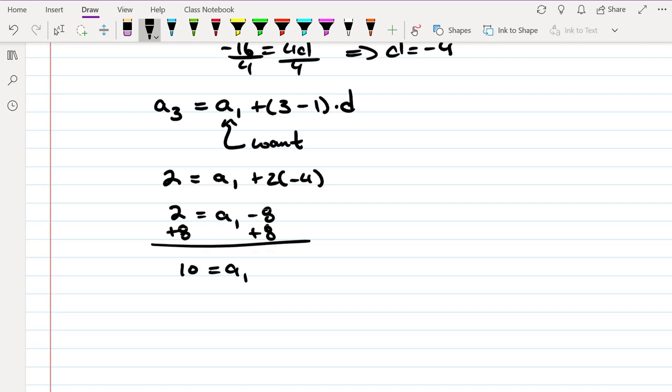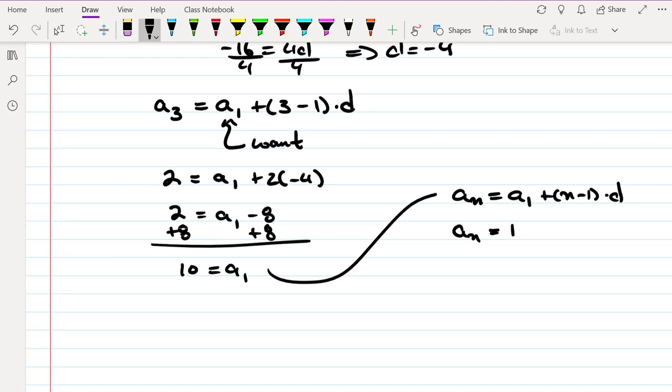So putting all of that back together in our formula, we have an is equal to a1 plus n minus 1 times d. So an is equal to 10 plus n minus 1 times negative 4. And we are back to where we were the first time.